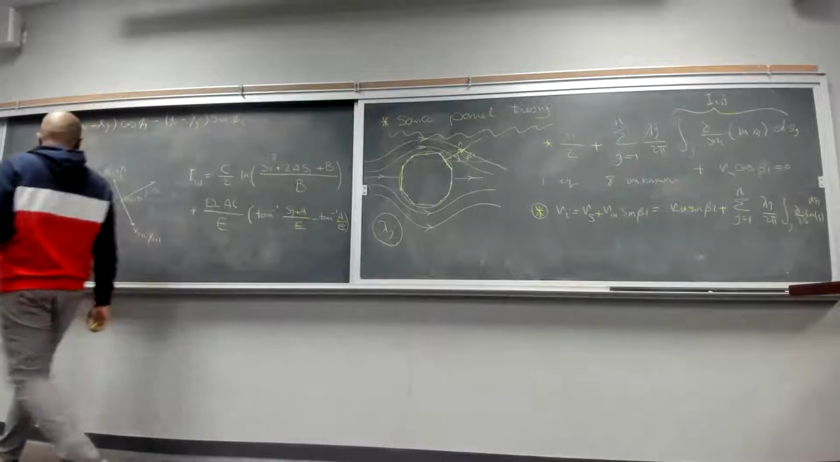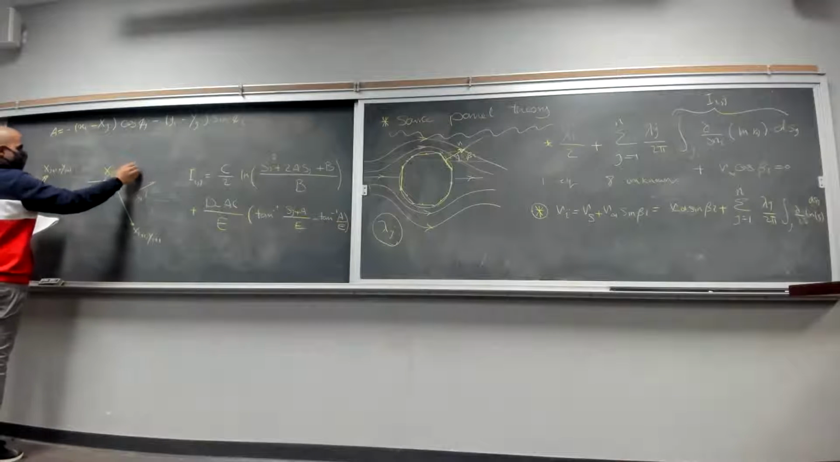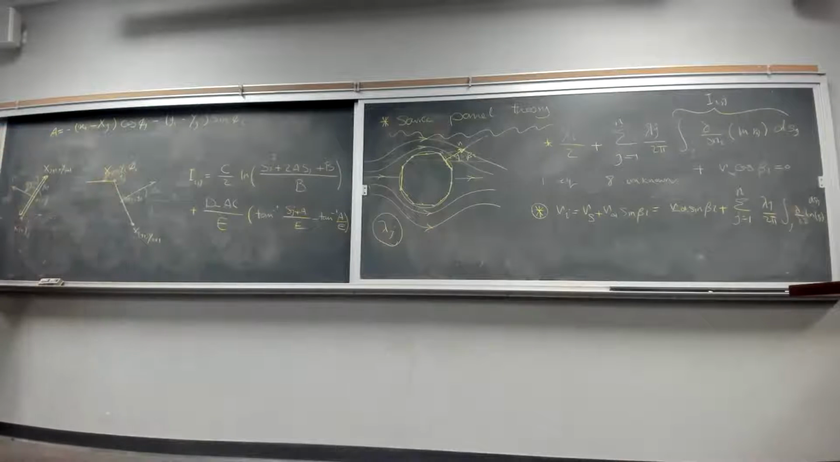And phi i here is this angle. Phi j is going to be this angle. It's going to be simpler when you apply it to a specific geometry. Let me just write all of this on the board for you.